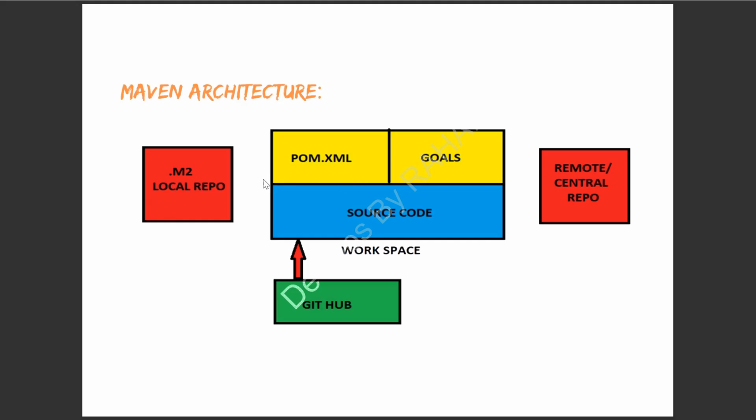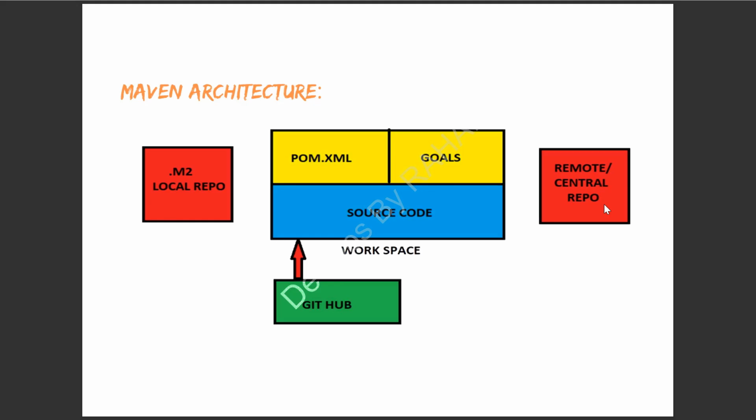Initially, the pom.xml file will refer to the local repo. Here the local repo is .m2. It will check whether the dependencies are available in the local repository or not. If it finds the dependencies in the local repo, then it will end here. Otherwise, if the dependencies are not found in the local repository, the pom.xml file refers to the remote central repository, and from there it will fetch the things required to compile the code.